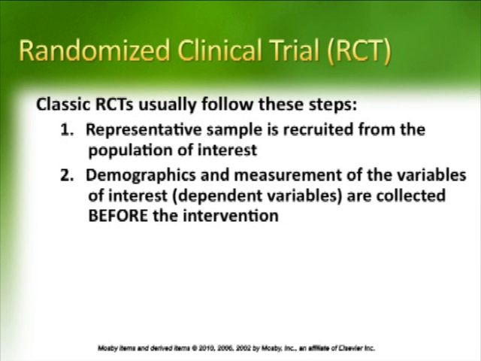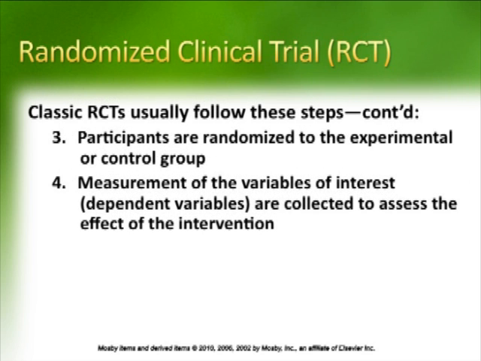Classical randomized clinical trials usually involve these steps. Number 1, they get a representative sample recruited from their population of interest, let's say the city of Chicago with type 2 diabetes. Then they measure demographics, and they measure the variables of interest, dependent variables, such as the hemoglobin A1C, before they do the intervention. Number 3 is the participants are then randomized to the experimental or to the control group.